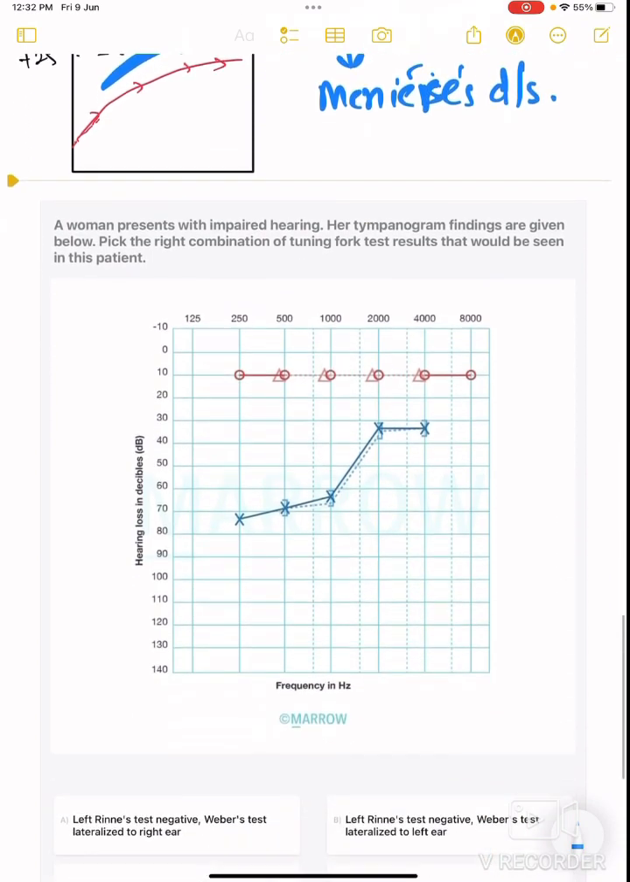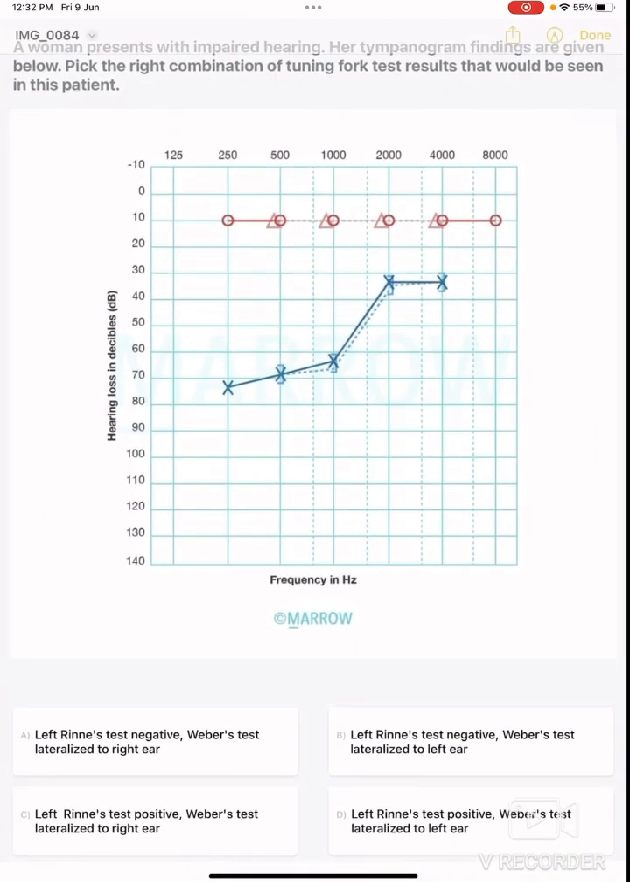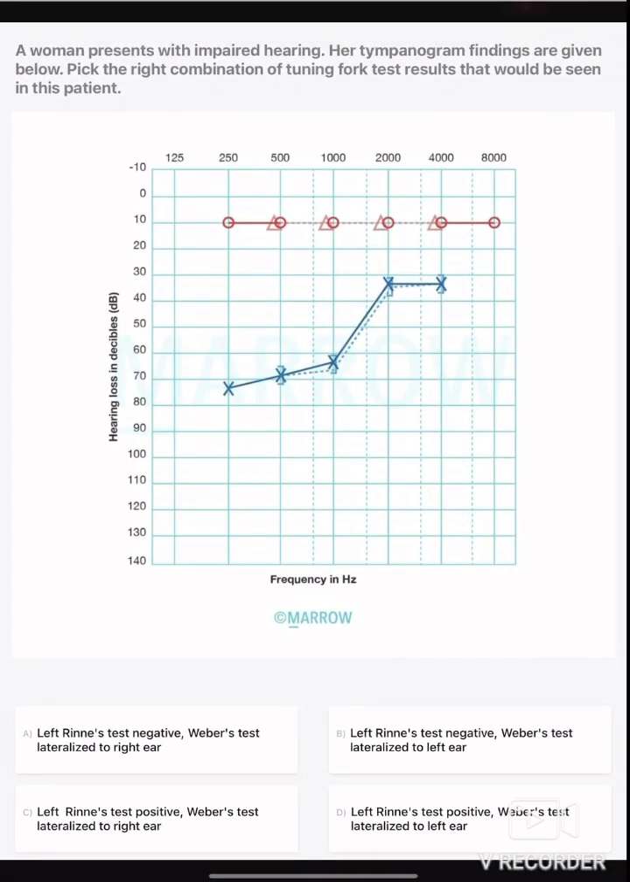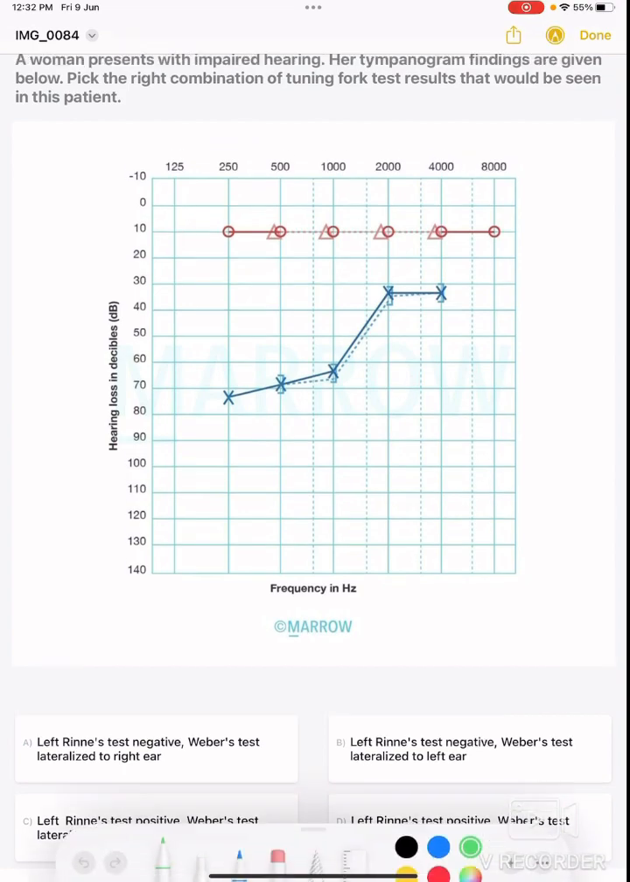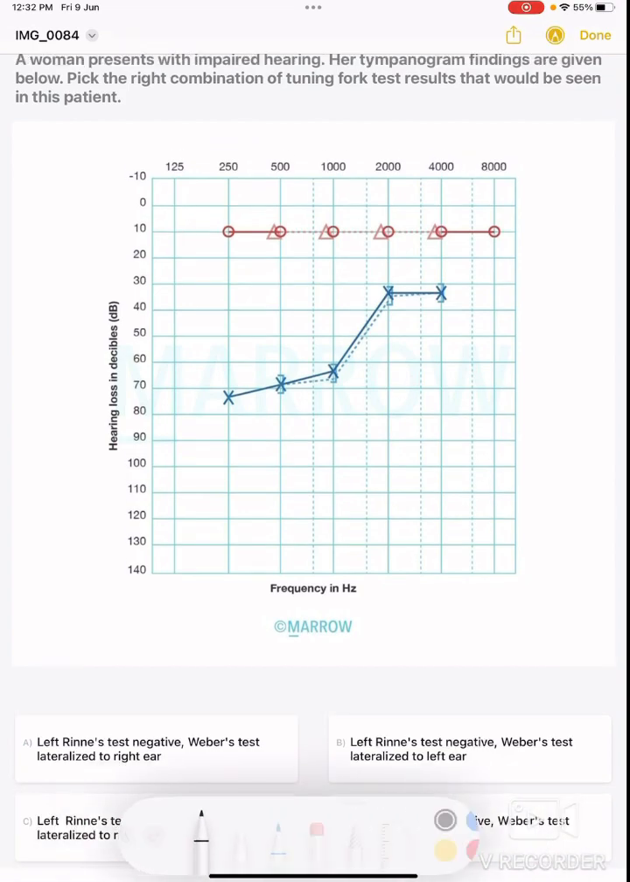Now coming to the last thing, let's solve a previous year question. I have taken it from Marrow. How to solve this particular question? If you solve this question, you are fully prepared for this topic. A woman presented with impaired hearing, her tympanogram findings are given below. Pick the right combination of tuning fork test result that would be shown in this patient.